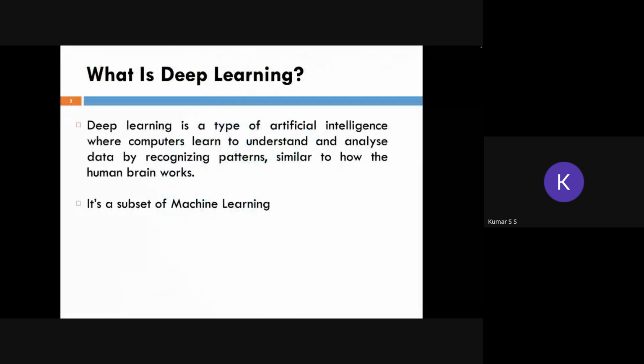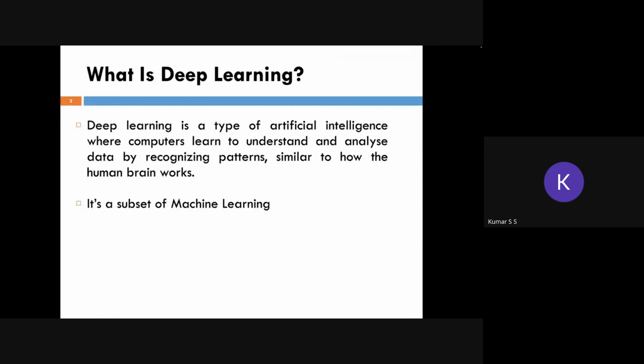So the topic we'll be looking into today is deep learning, its fundamentals, as well as applications. So what is deep learning? It is a type of artificial intelligence technique where computers try to learn or understand, analyze data by recognizing the patterns present in the data. It is something similar to how the human brain works. Deep learning is a subset of machine learning. There is a major difference between machine learning and deep learning. In the case of machine learning, the features need to be extracted by a different algorithm, whereas in deep learning, it itself will be extracting the features and it can do whatever we request it to do.